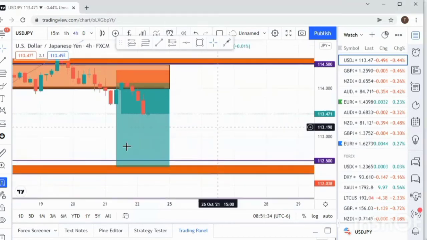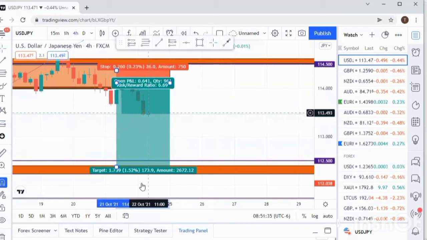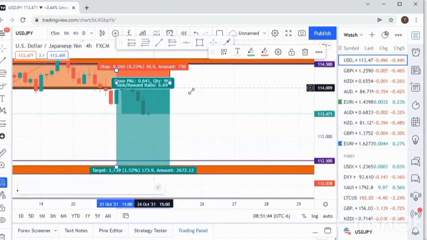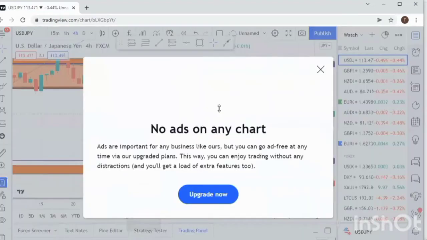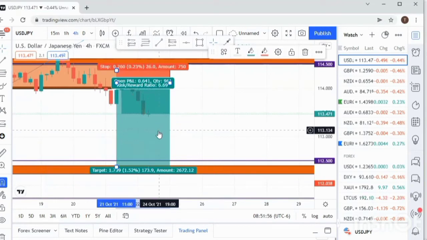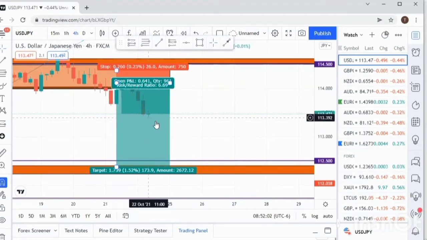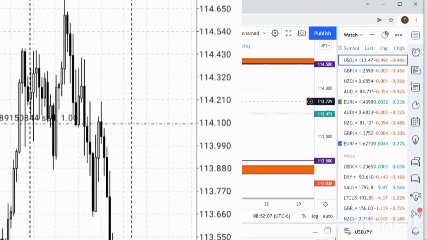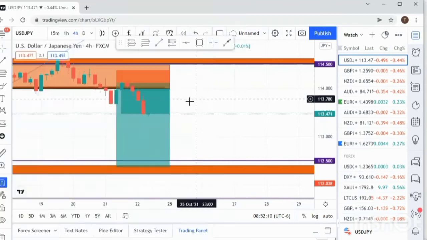Basically, what I'm targeting on this trade, as you can see, is 173 pips, and the risk to reward is almost 1:6, almost 1:7. That's crazy. Risking 26 pips, and we are targeting 173 pips. That is actually a great risk to reward. I'll show you the screenshots on the screen above. If you look at the screenshots, you will also discover that the trade was taken here.